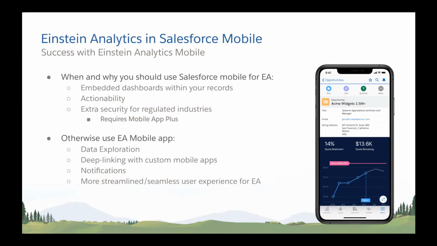And because the ICE Analytics app is just a more focused app, it doesn't have all the functionality that Salesforce Mobile has. Salesforce Mobile has all your Salesforce objects and records and contacts and events and tasks, all that stuff. Because of that, if your use case is mainly around Einstein Analytics, it's best to use the EA mobile app because that's going to give you a more streamlined, more seamless user experience.